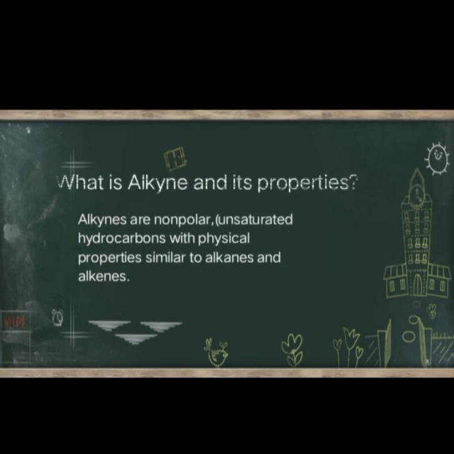Now, what is an alkyne and what are its properties? Alkynes are nonpolar, unsaturated hydrocarbons with physical properties similar to alkanes and alkenes. Alkynes dissolve in organic solvents, have slight solubility in polar solvents, and are insoluble in water. Compared to alkanes and alkenes, alkynes have slightly higher boiling points.